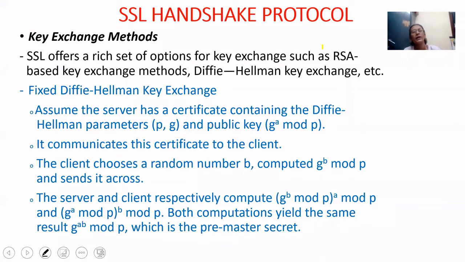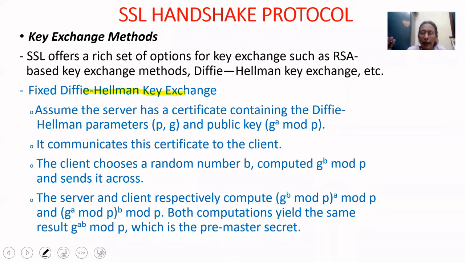Next, what are the key exchange methods that are used? As I said before, SSL offers a rich set of options for key exchange. That is, it allows you to use RSA-based key exchange methods, Diffie-Hellman key exchange methods, etc. So we will see two methods. One is the fixed Diffie-Hellman key exchange. Now what is this fixed Diffie-Hellman key exchange method that is being used in SSL?